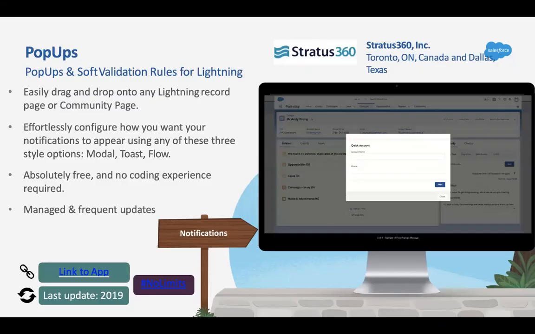So my top 5. These are pop-ups. Pop-ups are a good notification kind of app for when you want to add a quick account, or add a new account, contact, or opportunity. It'll give a pop-up. We can just leverage these actions to create a new contact.